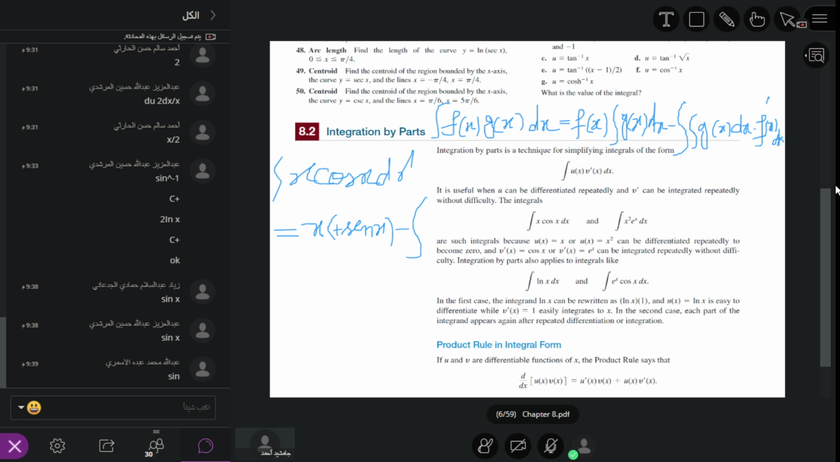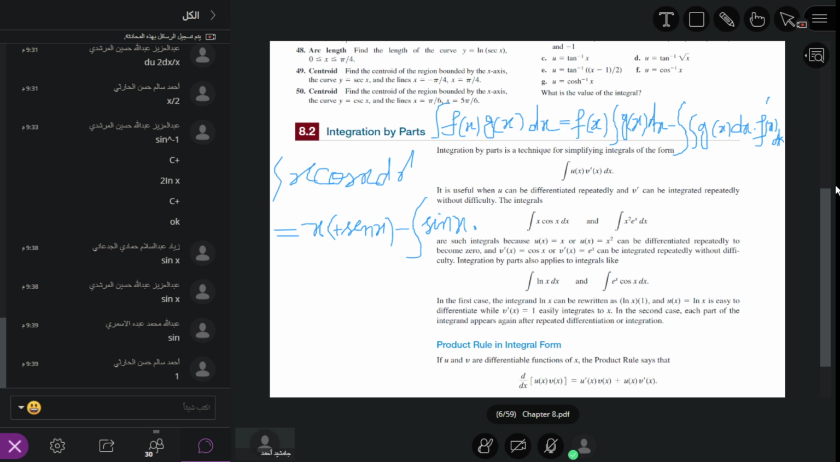After that, minus. The answer which we get here we put here, so sine x again. What is the derivative of x with respect to x? It is equal to 1. Thus we put here 1 dot sine x. Now again we have the integral of sine x. What is the integral of sine x?